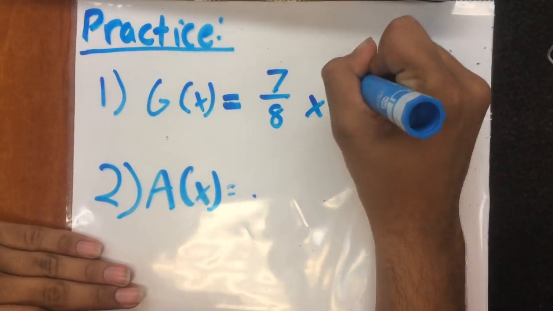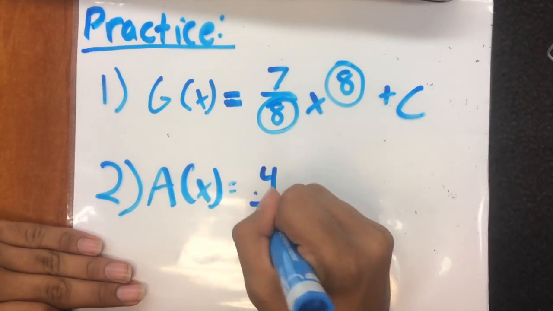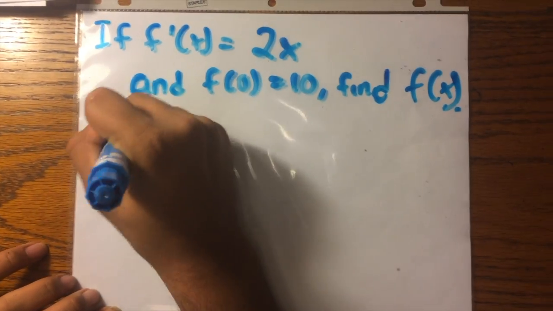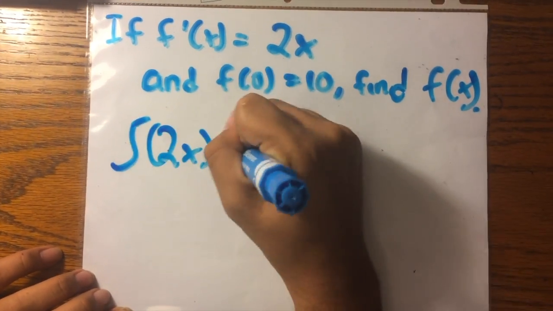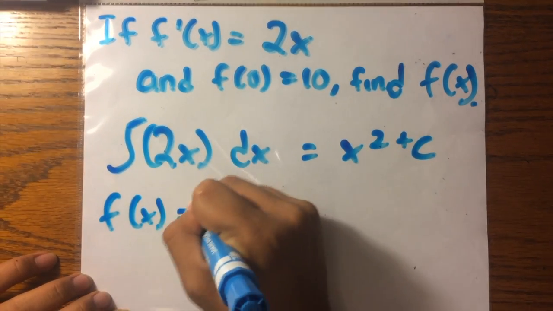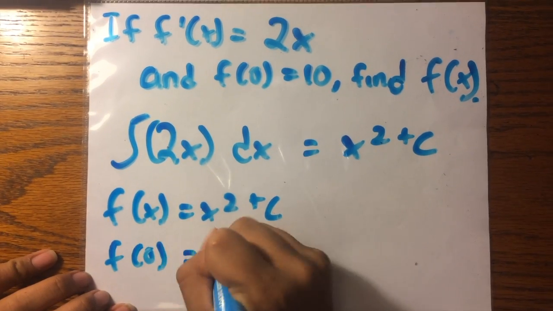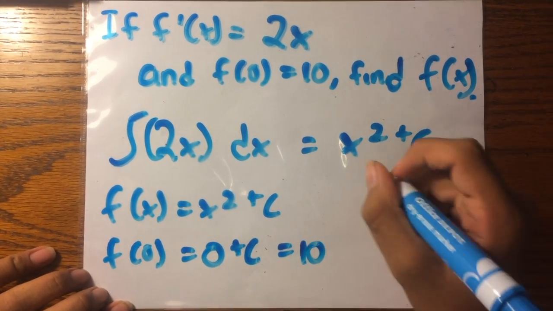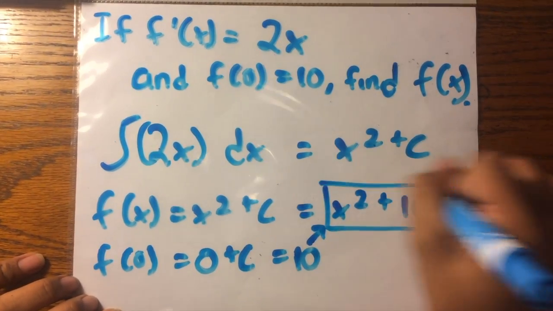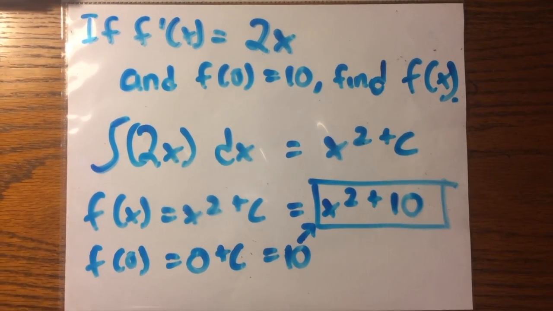Here are the answers. Did you get them right? Make sure you have the constant c for each of the answers. But the one thing to recognize is that not all problems have a plus c at the end. For example, in this, we're given the initial condition that f of 0 equals 10. Hence, when we take the integral, we get x squared plus c. But when x is 0, the function f of x is 10. So we plug in the value 0 for x and we solve for c, getting x squared plus 10.